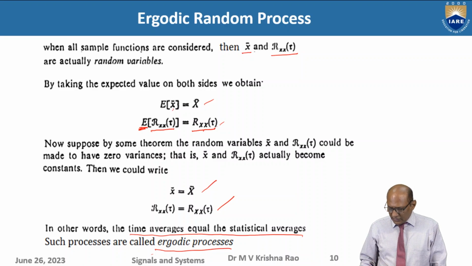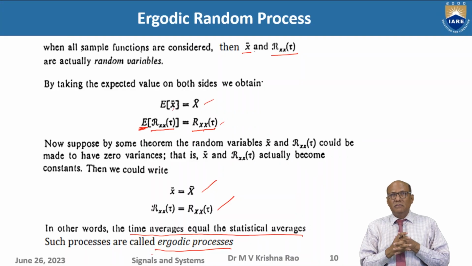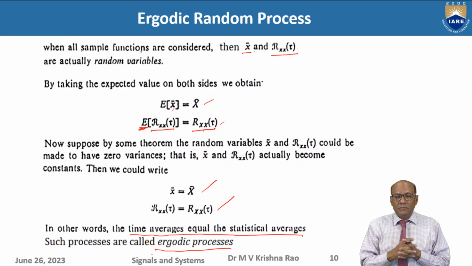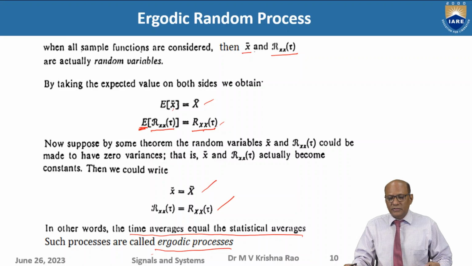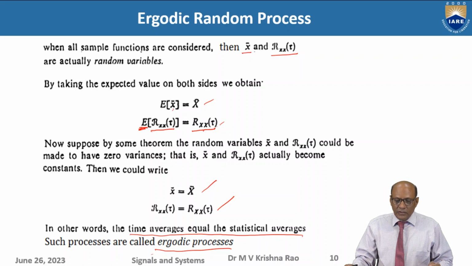So this is all about the mean and autocorrelation functions. We stop it here because our course is not basically probability theory and stochastic processes. It is basically signals and systems. That's why I gave only a brief introduction to random processes, because we need the autocorrelation function. What do you mean by the autocorrelation function of a random signal? What do you mean by the mean value of a random signal? To appreciate those, I have explained this random process.